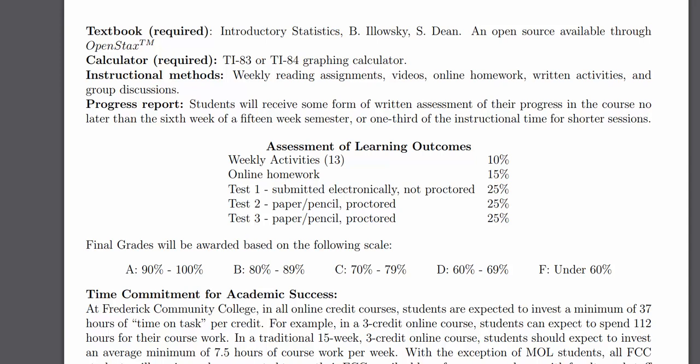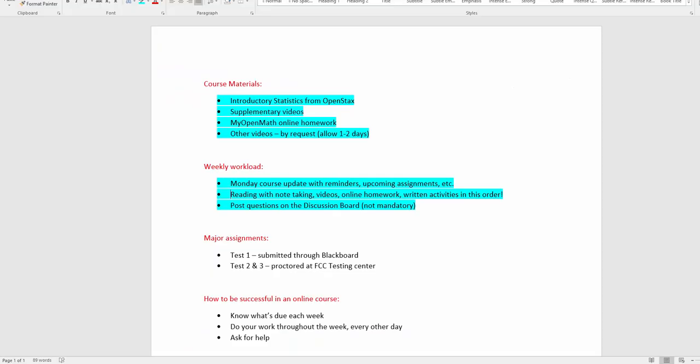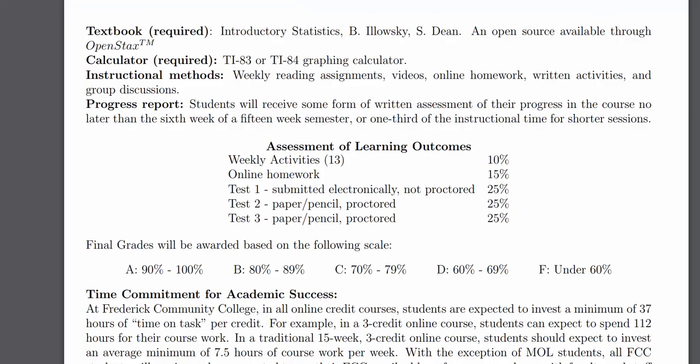And that is your test number 1. It will be done through Blackboard. Okay? So that is your test number 1 for module 1. Tests 2 and 3 will need to be proctored at the FCC Testing Center. So you would have to come in person and provide your ID and take the test. It would be a standard paper pencil test where you submit your solutions by hand.